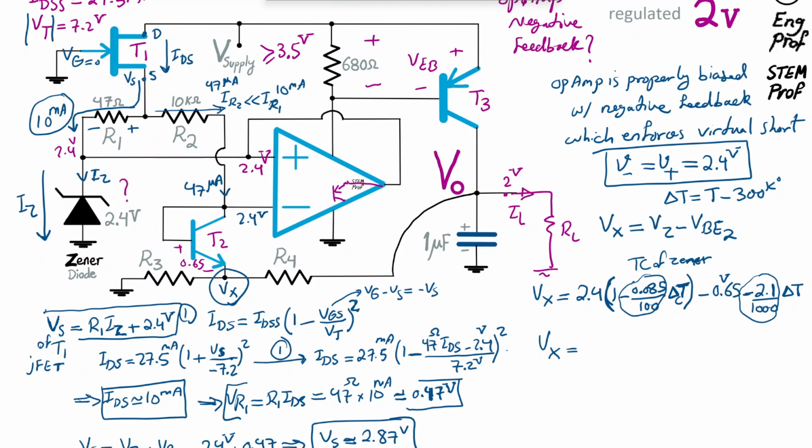Okay, so then Vx is 2.4 minus 0.65. That is basically the level shifting. We have 2.4 volt at the collector base of transistor T2, and then there is a level shift of 0.65 volt from that to the emitter, which is Vx. So the nominal voltage of Vx is this value.